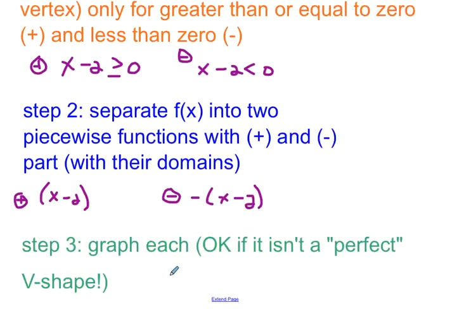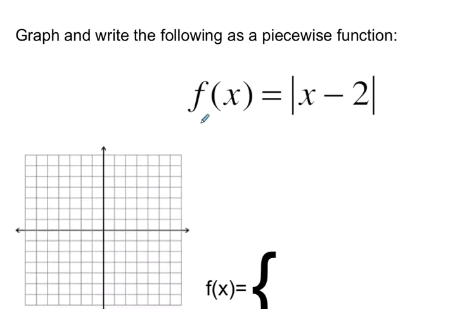And then step 3, you basically graph each part. So this is your negative line, that's the domain for it. This is your positive part, that's the domain for it. This is your negative line, that's the domain for it. And then you just have to write it. And then lastly, you would graph it. And you'll see that some of these graphs are not going to be perfect V-shapes. This one we're doing right here certainly is, but they don't have to be.